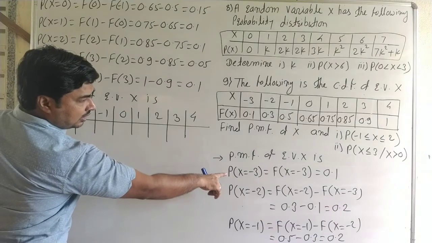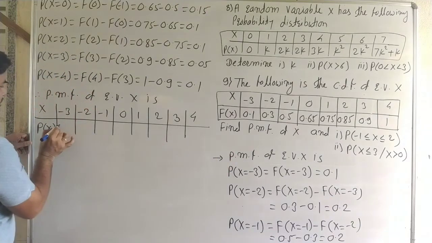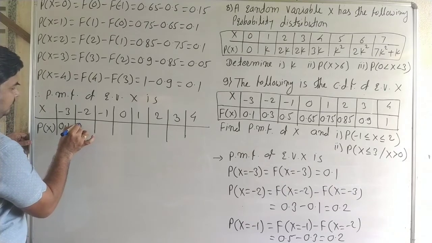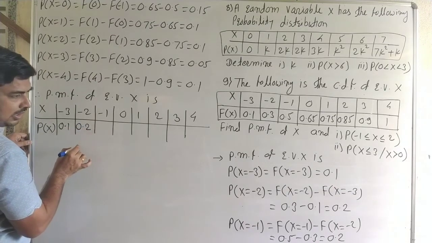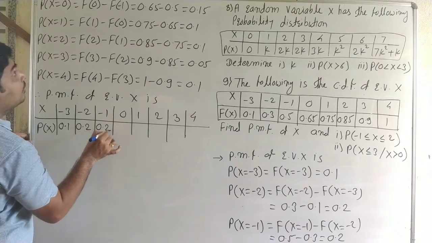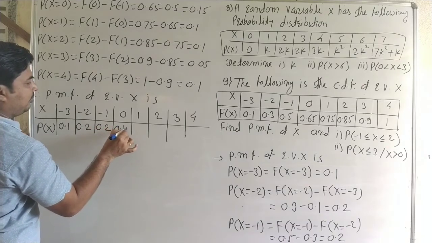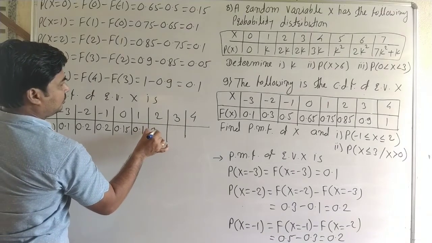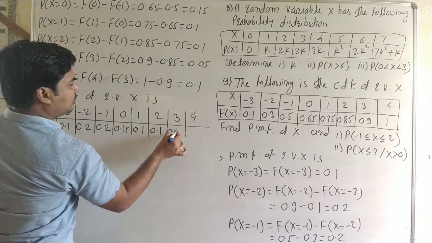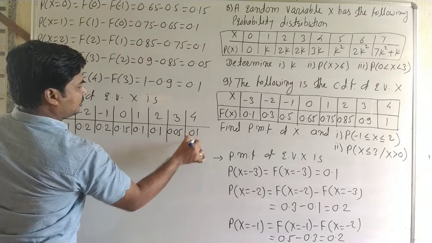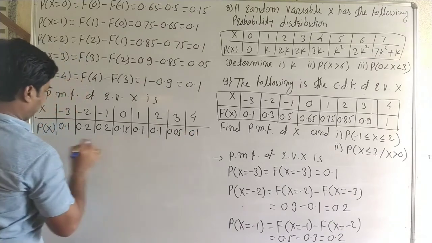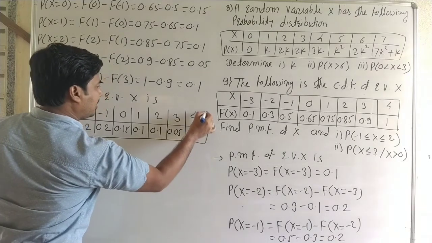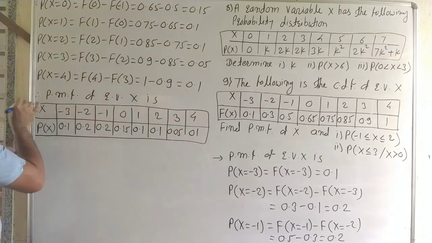When x is equal to -3, probability is 0.1. When x is equal to -2, it is 0.2. When x is equal to -1, it is 0.2. When x is equal to 0, it is 0.15, then 0.1, 0.1, 0.05, and last 0.1. It is a probability distribution, that is, the probability mass function of random variable x.